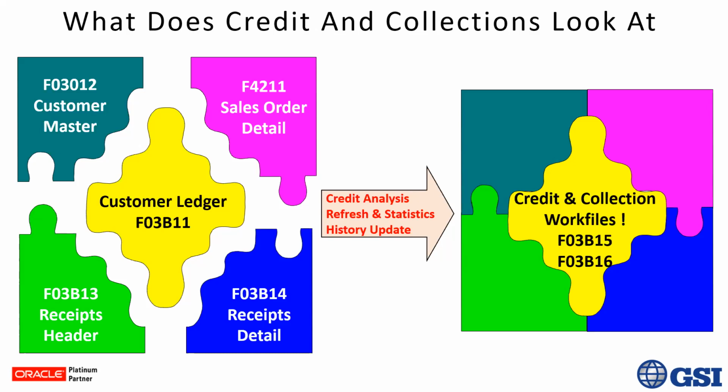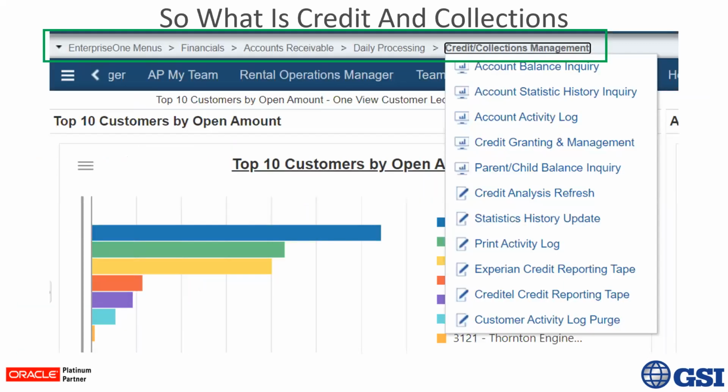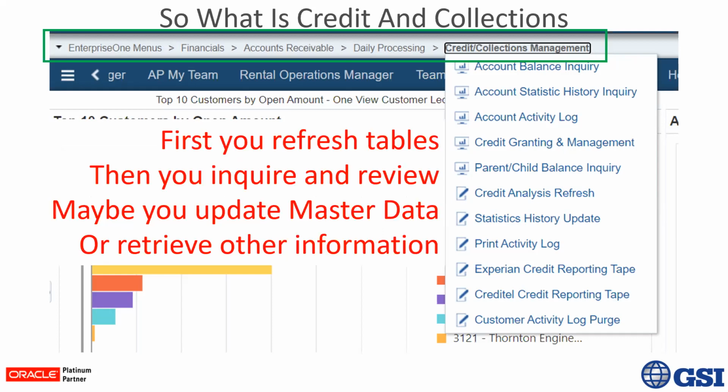And at the top of the screen around that green box, that is the menu path to get to credit and collections, right? I go into financials, go into AR, do daily processing, then I have credit and collections. And within credit and collections, I only have a handful of things I can do. Those things are, I can refresh the table, that credit analyst refresh and statistics history update. I can then turn around and inquire doing account balance inquiry or statistic history inquiry.